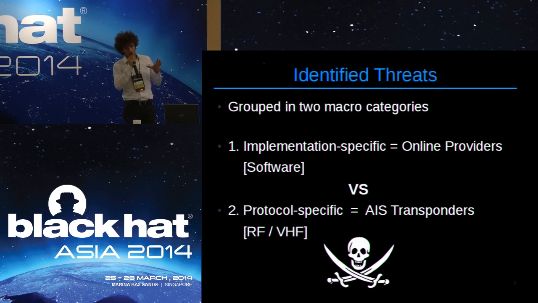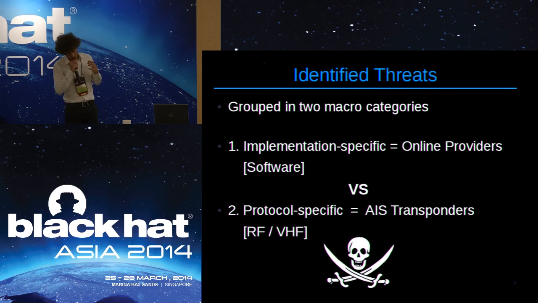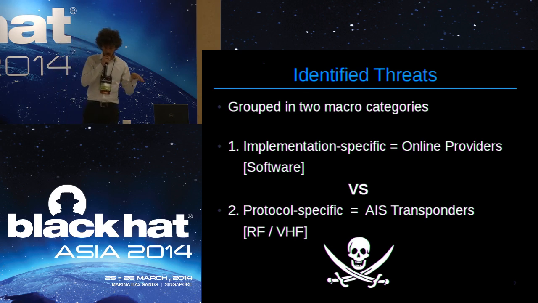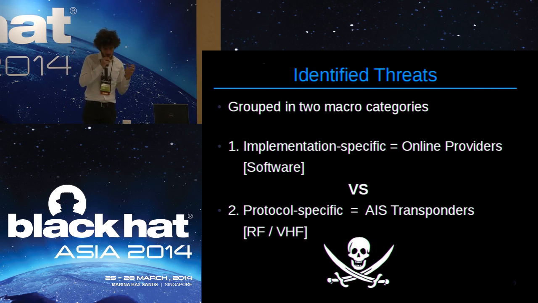So there are two macro categories of problems. The first one is implementation specific. These are problems that only concern the online providers. That has nothing to do with radio frequency or with the protocol itself, but is only an implementation problem of a provider. It is a group of threats, but in my view they are not as severe as the second type of threats.